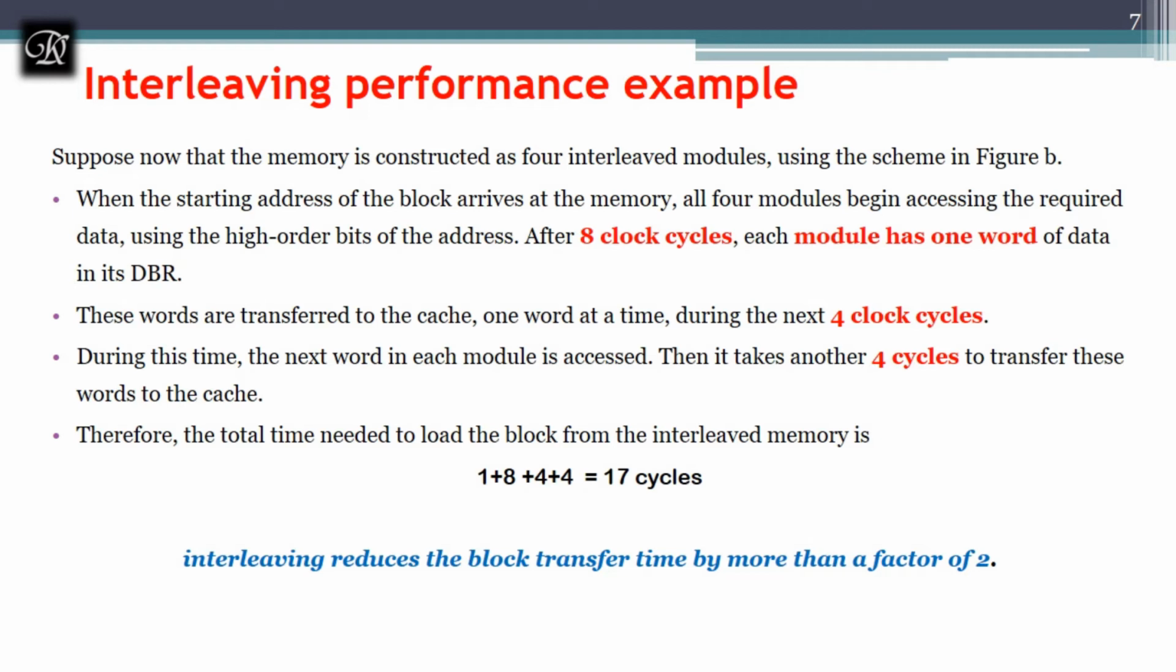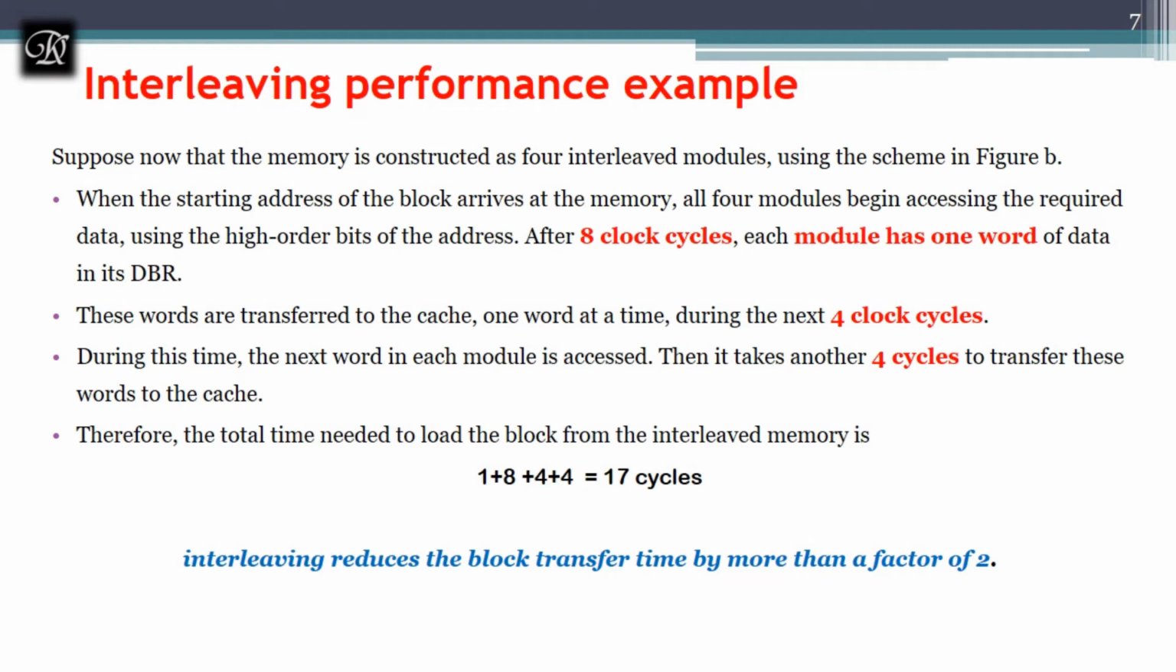So once we get the data, in the next 4 clock cycles we send the first word that we read. During this time, the next word in each module is accessed. First we got 4 words. Next, in the meantime while we are sending the data to the processor, we got the remaining 4 words. Then that also takes 4 clock cycles to transfer the data.